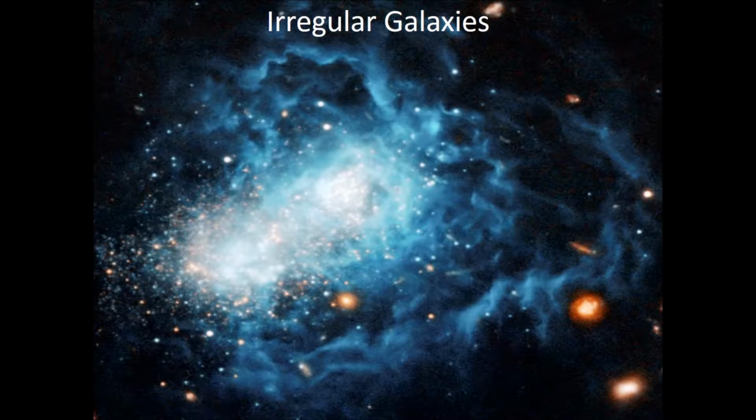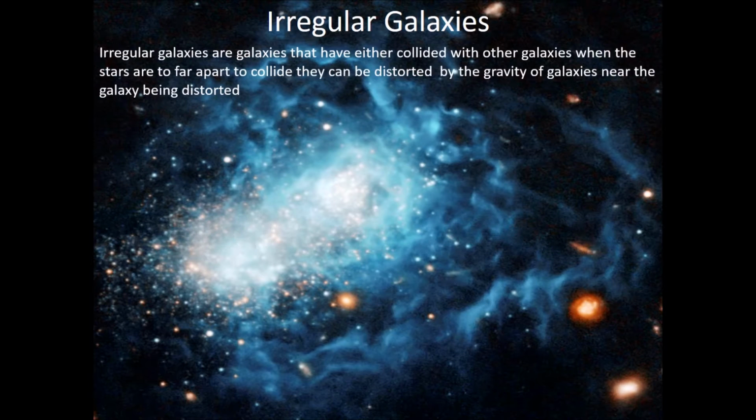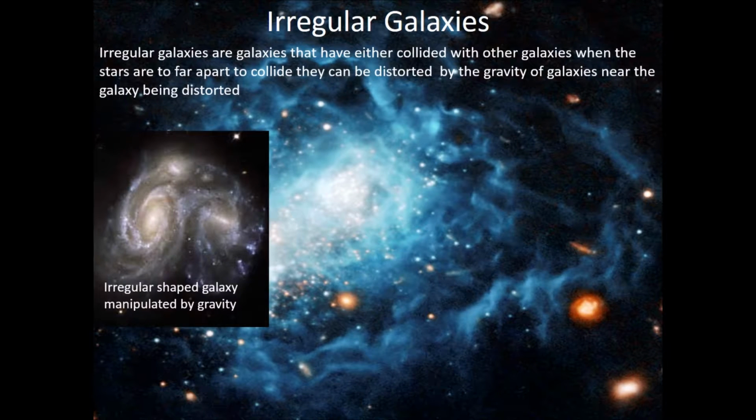Okay, now on to irregular galaxies. Irregular galaxies are galaxies that have no form, or they've collided with other galaxies, and they've been shifted with the gravity of other galaxies. So they've been distorted so much that they don't fit into any of the other 3 categories. That is an extremely weirdly shaped galaxy that I found. Should probably put it in here.